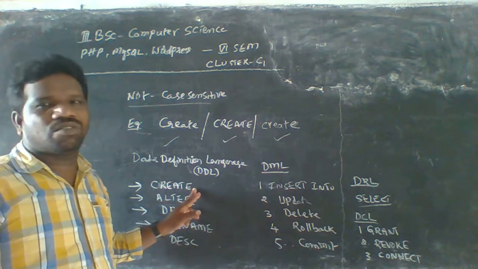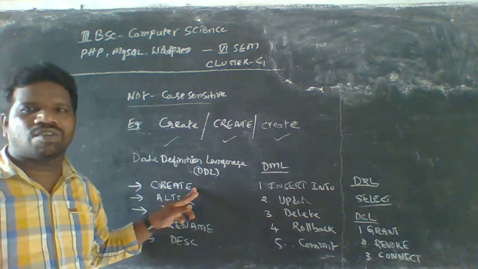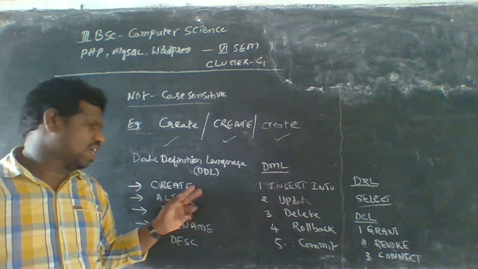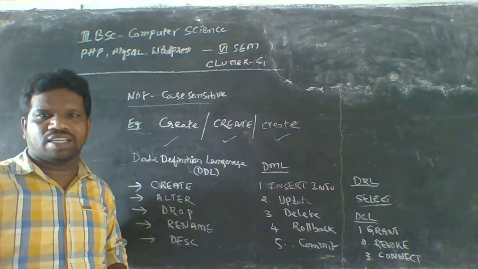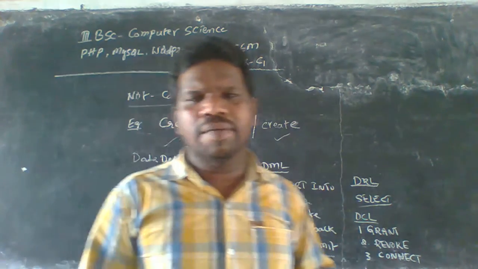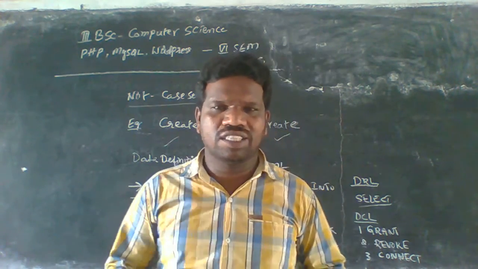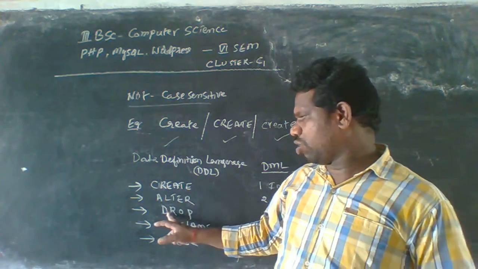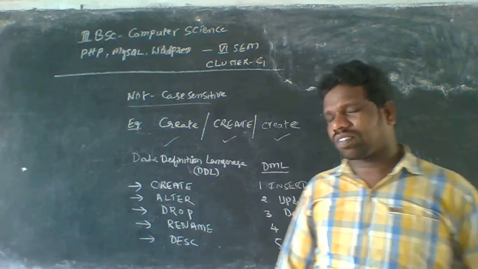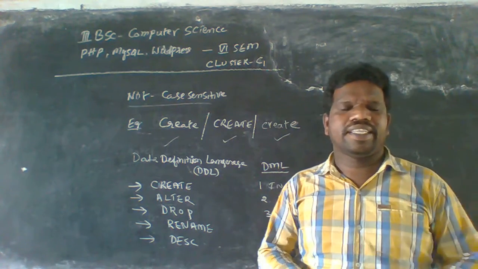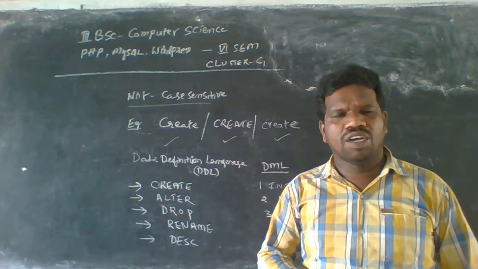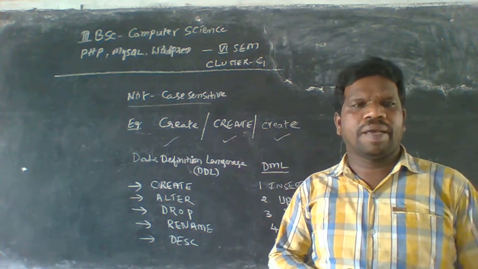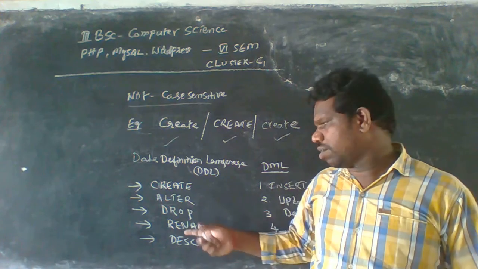So the create command is used to create the table here. And the alter command is used to alter the table here. That means we have to change the table. The drop command is used to delete the entire table permanently. If you want to delete any table permanently, you have to use drop table.